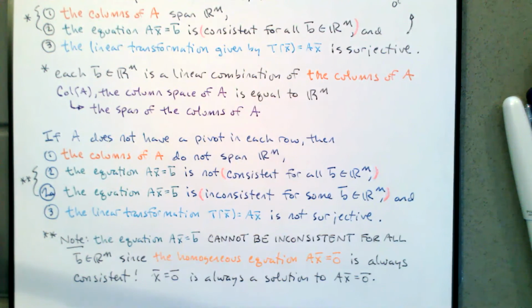Finally, we can say if A, the matrix, does not have a pivot in each row, then the linear transformation T of x equals A times x is not surjective. That's one of the easier ones. We just stick not right in front of the thing.